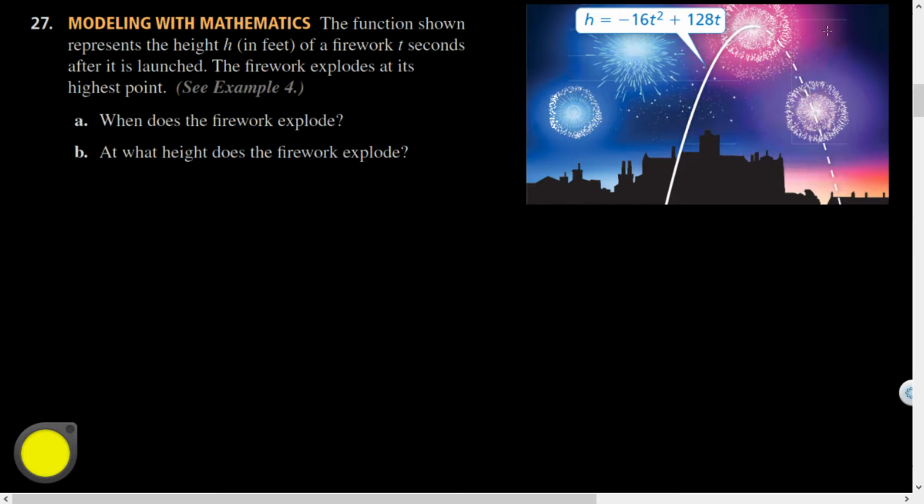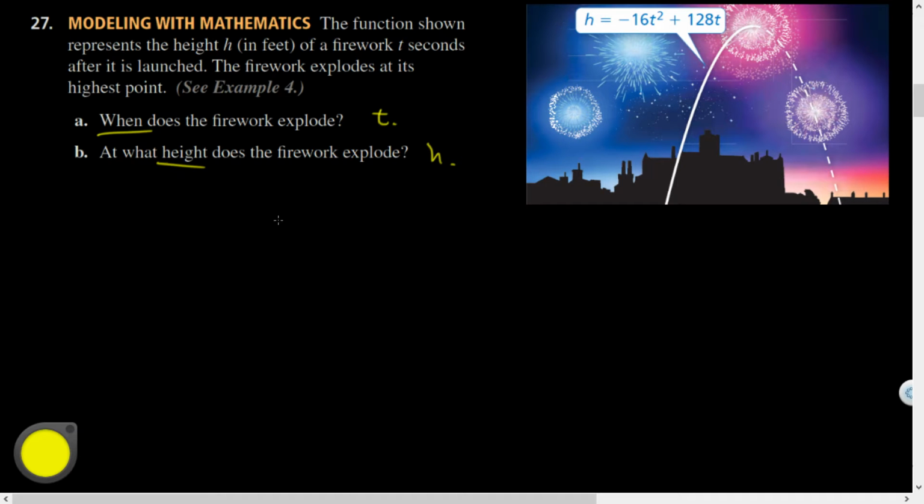So let's see. The function shown represents the height in feet of a firework t seconds after it is launched. The firework explodes at its highest point. That's convenient. So the question is, when does the firework explode? This is going to be a t value. And at what height does the firework explode? That's going to be an h value. Actually, that's going to be tricky because I'm already using h for the x coordinate of my vertex. That's really weird.